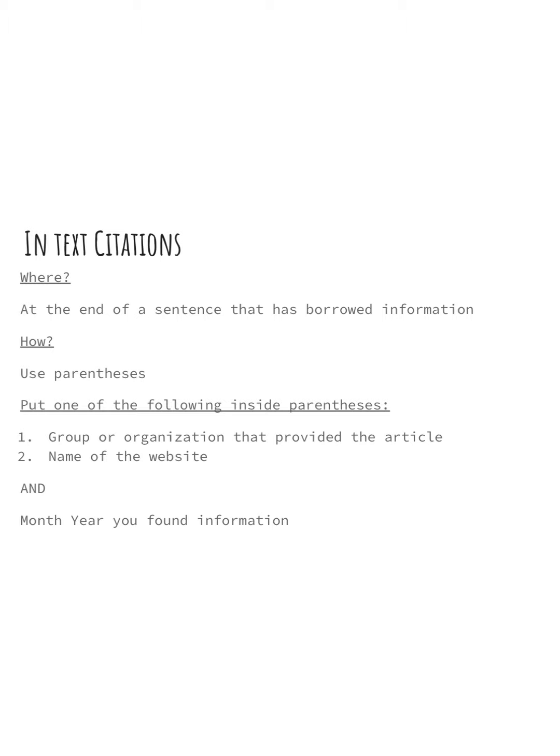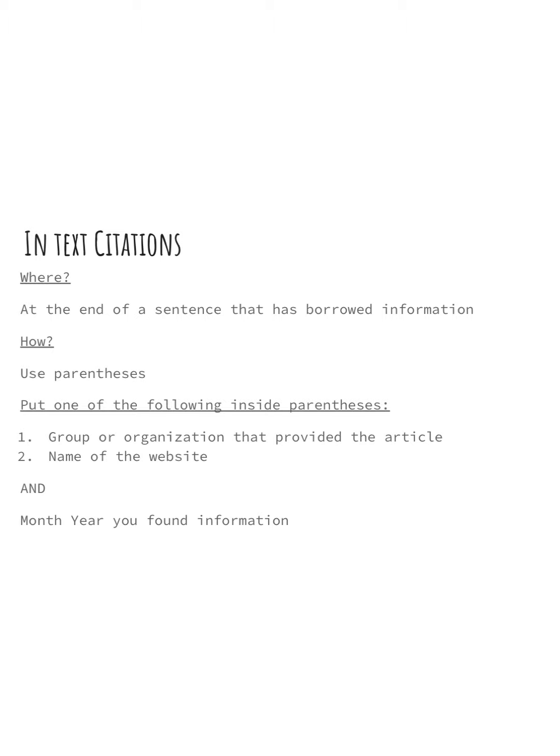So how we do that is we have to put in-text citations next to any information in our essay that we got from somewhere else, okay? So any information that you read or got from another source, we have to give credit, and we do that by in-text citations. So where are we going to put this citation? It is at the end of the sentence that has borrowed information in text. So that means in the essay are these citations. So at the end of a sentence that has borrowed information.